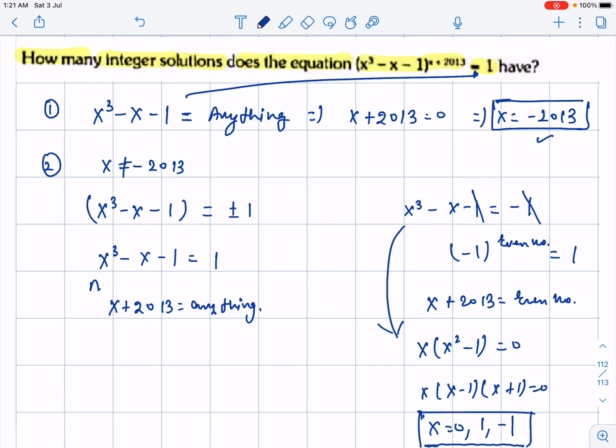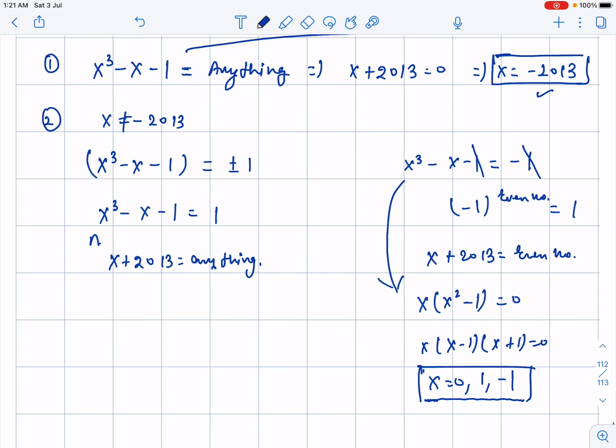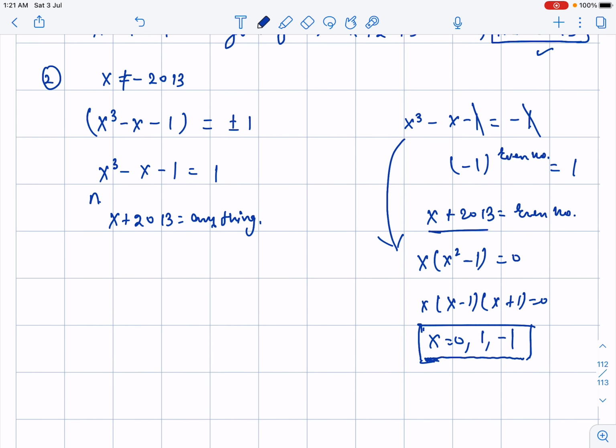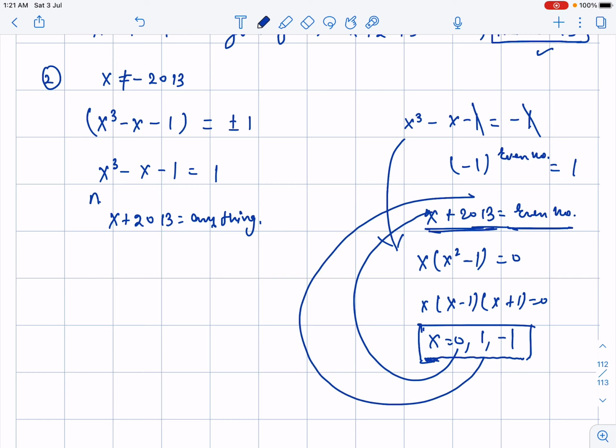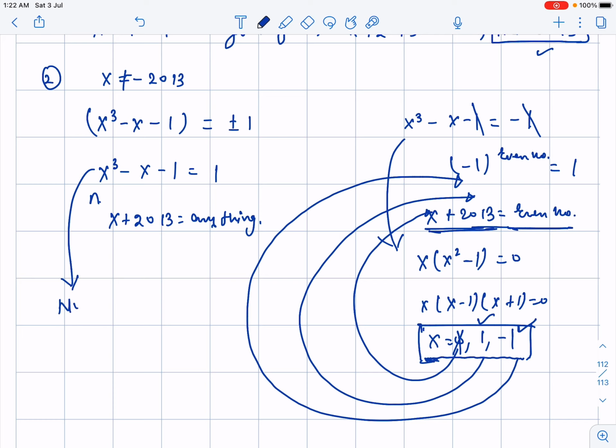Now guys, I would have to take care of which of these values are permissible. X is equal to 1, minus 1 and 0. Since x plus 2013 is an even number, when x is equal to 0 is kept by me, it will not become an even number. But when 1 is kept by me, it will become an even number. So this will be discarded, second one will be considered. When minus 1 is kept by me, it will become an even number, so minus 1 will be considered. Okay guys, this equation over here has no real roots.